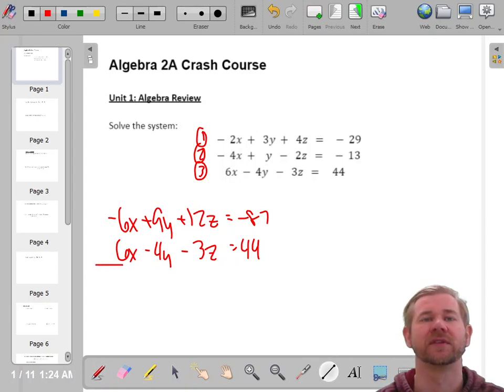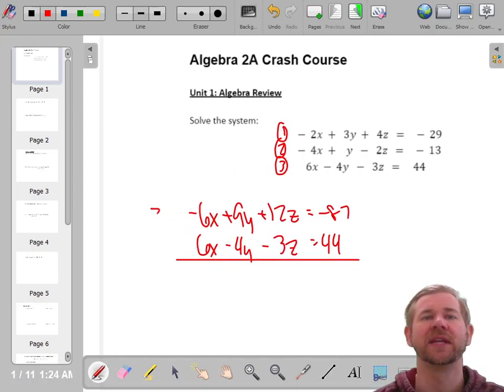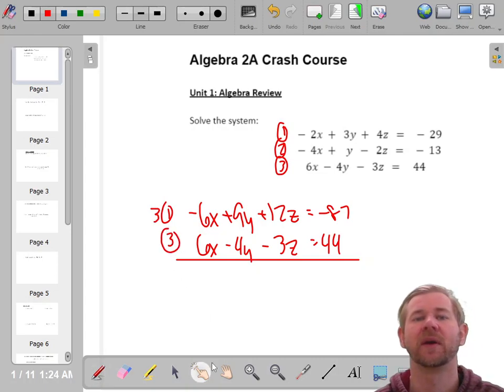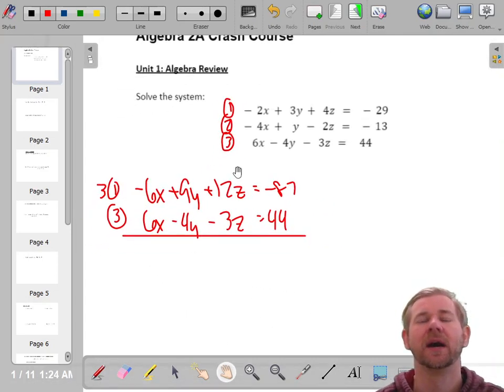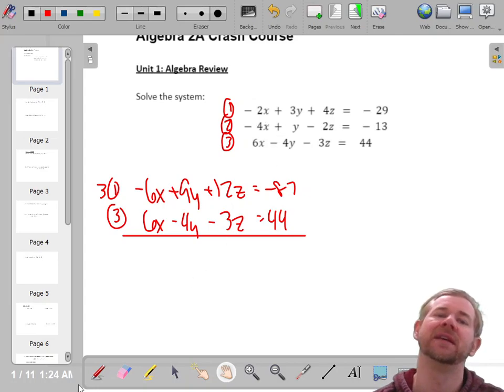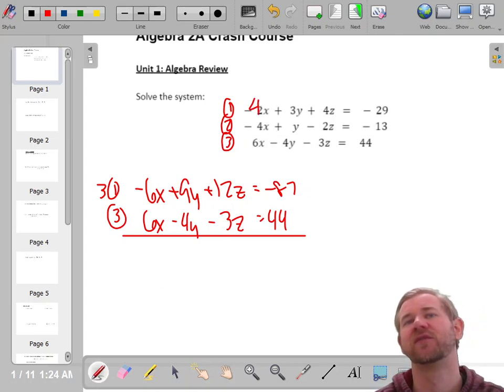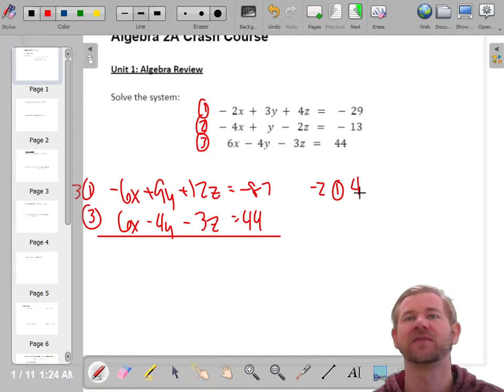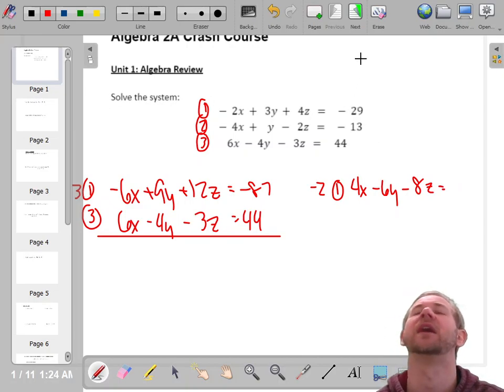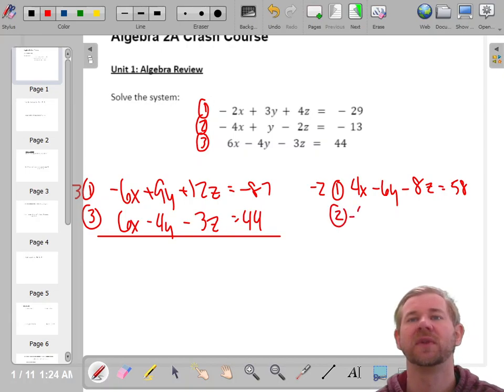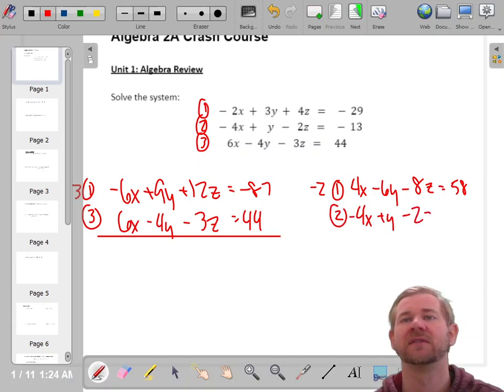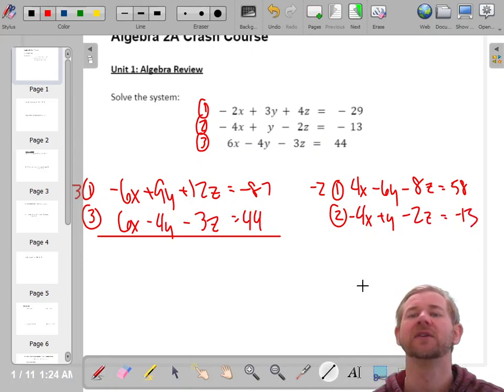So I might need a calculator for this one. But this is, again, 3 times line 1 and line 3. Okay, we'll do that in a second. The other way I'm going to get rid of x is I think I'm going to multiply. I want this to be +4 so that it cancels out with -4. So I will multiply line 1 times -2. So now it's +4x, -6y, -8z, and -2 times -29 is +58. And then we'll do line 2. So -4x plus y minus 2z equals -13. All right, so those are my setups.